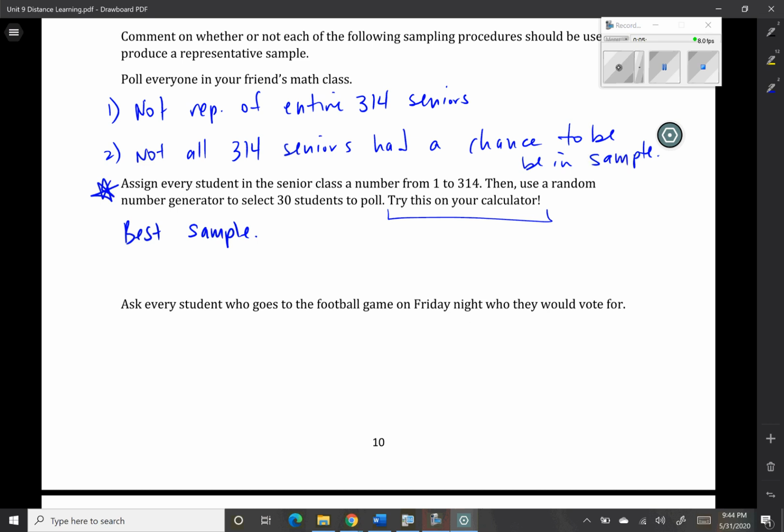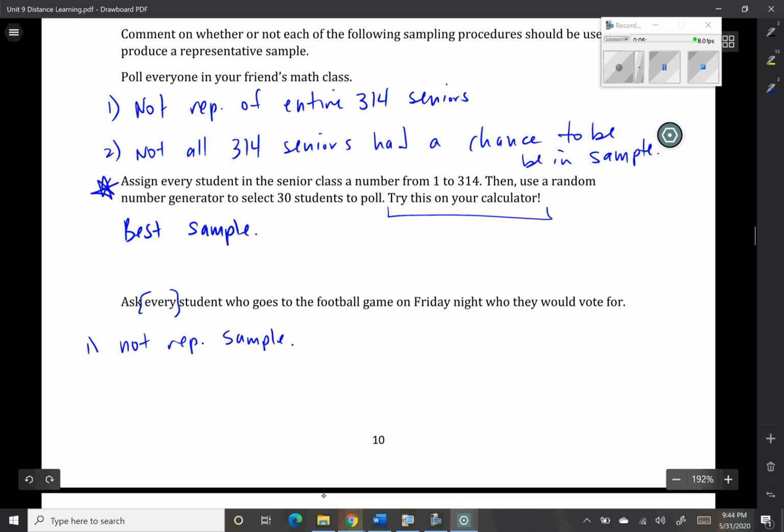So since it says the word every, this is not a representative sample, because we're asking people that aren't even seniors. We're asking juniors or freshmen or sophomores whether or not they would vote for this person. That's not representative of the sample of people that are going to actually be voting. Right? Also, we can say another bad thing about this is it's somewhat biased, right?